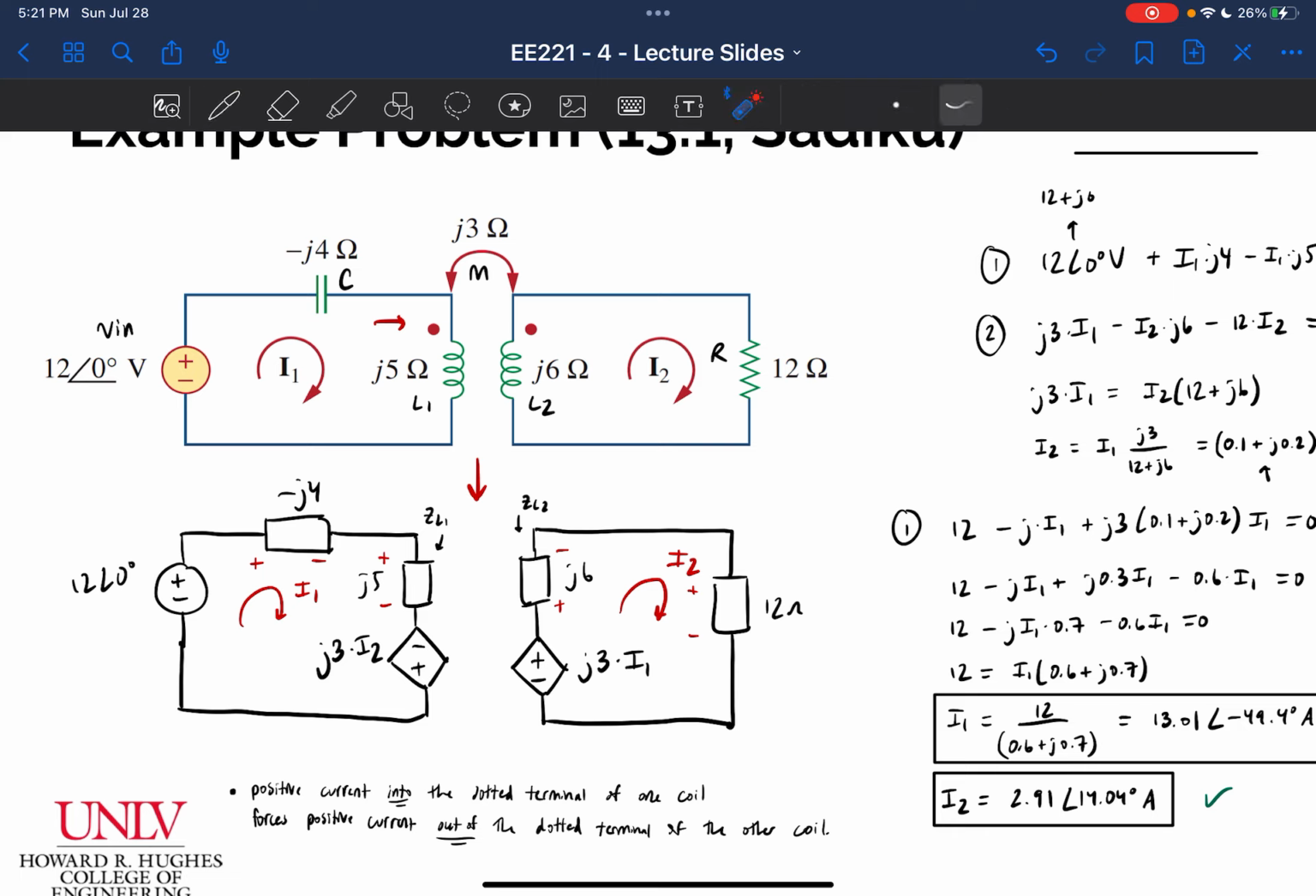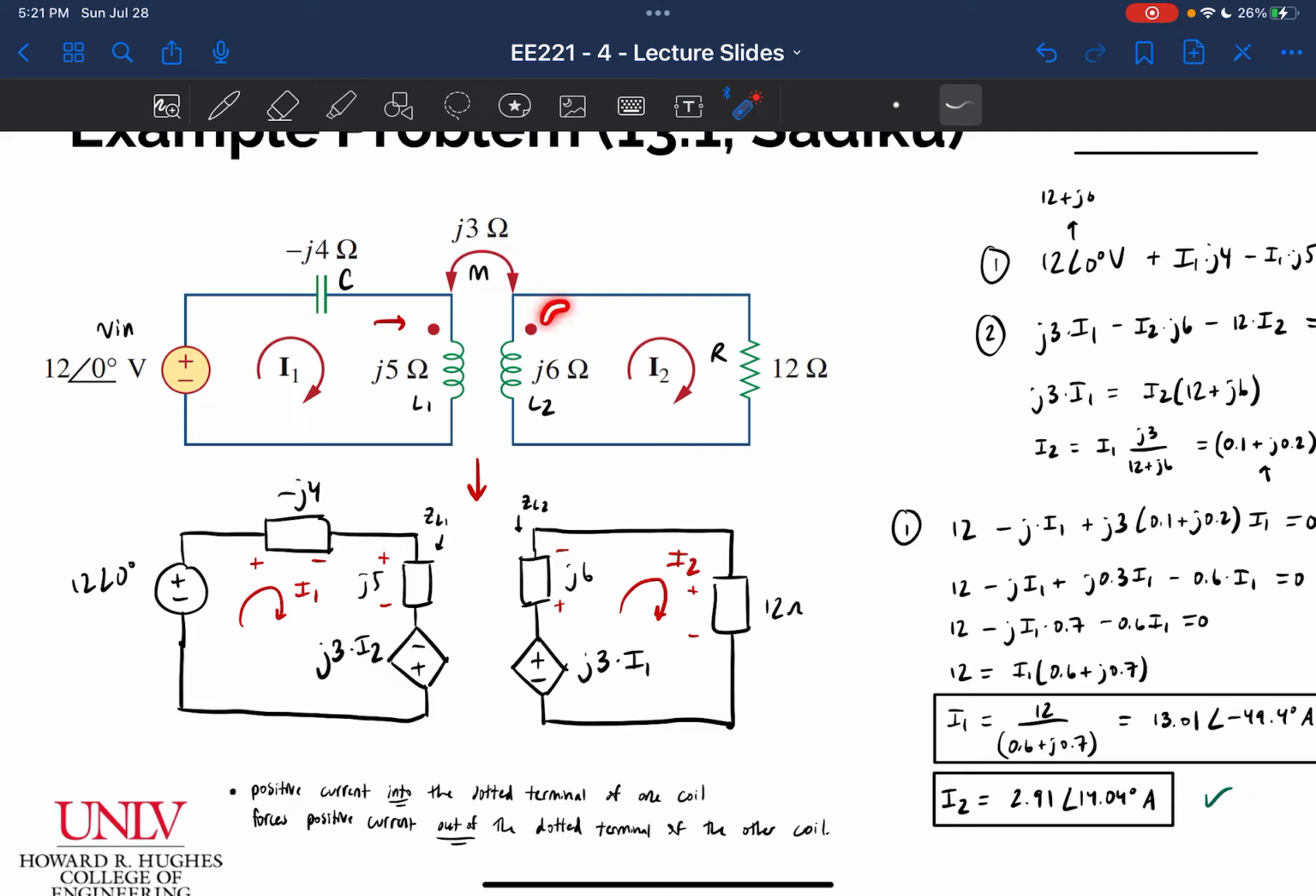So pay no mind to I2 right now. We don't care about I2. I2 is the current that's flowing in this loop independent of the coupling, okay? So I2 does not matter here. Don't look at the direction of this at all. All we care about is the fact that if I have a current I1 flowing into the dot here, that means I'm forcing some kind of a current out of the dot on the other side. Okay, that's what the dot convention tells us.